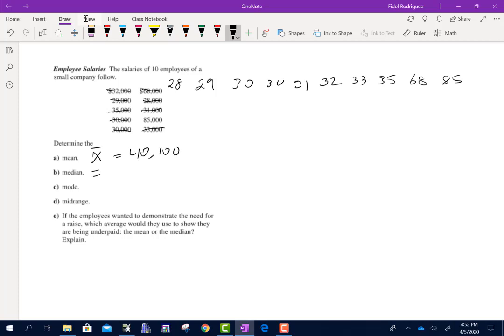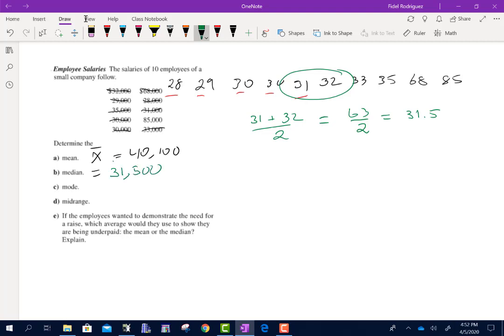Okay. Now let's look for our median. So remember, we're going to go 1, 2, 3, 4, 5. So it's going to be the average of these two, right? So 31 plus 32 divided by 2 is going to be, let's see, what is that? 63 divided by 2 is going to be 31.5, which again, in terms of thousands, is $31,500, right? Because all I have to do now is multiply that guy by 1,000, and that's what I'll come up with. Okay.